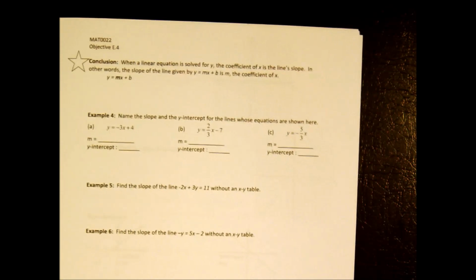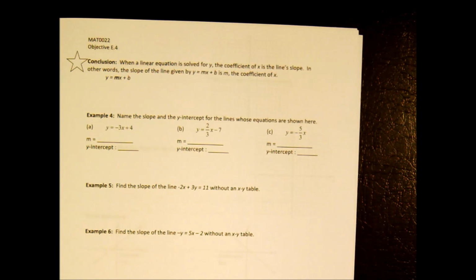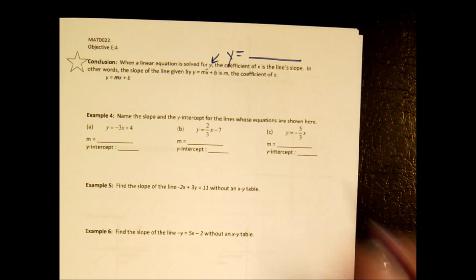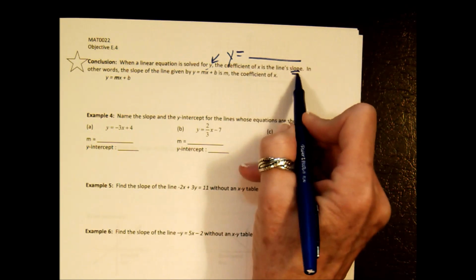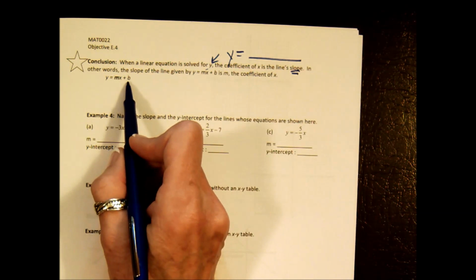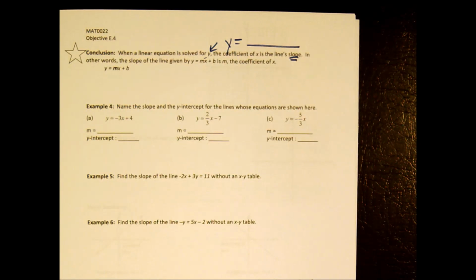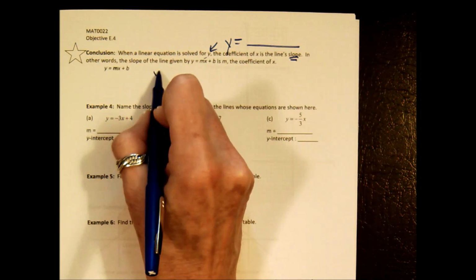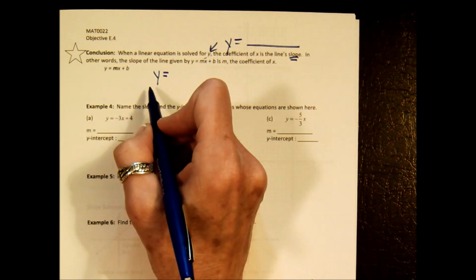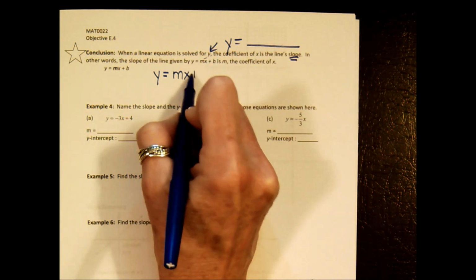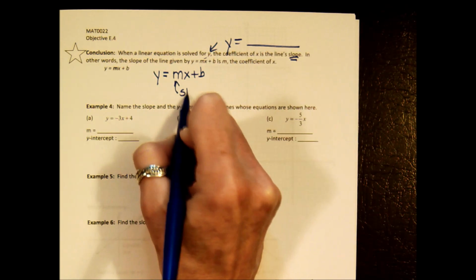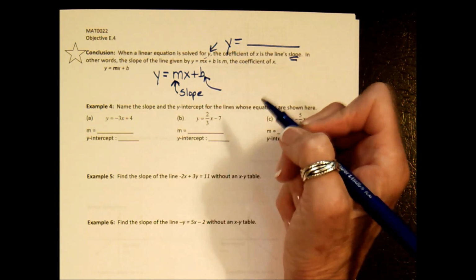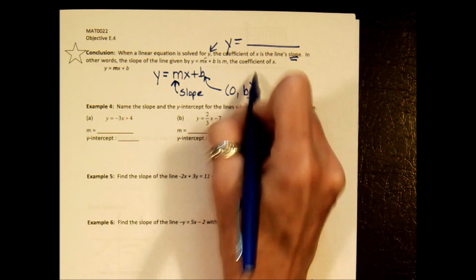And that is this. When a linear equation is solved for y, meaning it's y equals, okay, then the coefficient of x is the slope, and the other number is always going to be the y-intercept. So it says, in other words, the slope of the line given by this equation, this is one of the most used equations in math. We call it y equals mx plus b. This will always be the slope right there. And this, the b, and we always call it b, is the y-intercept number.